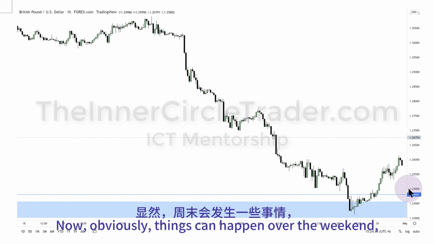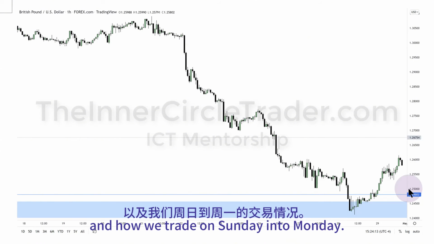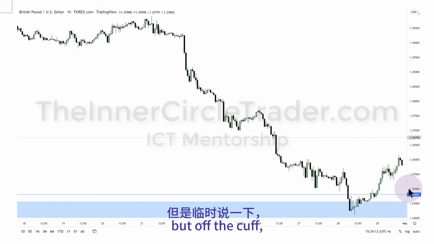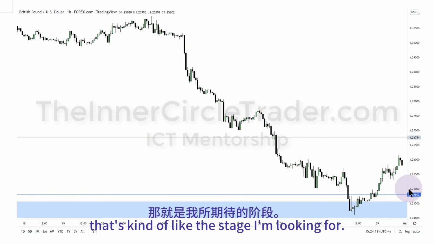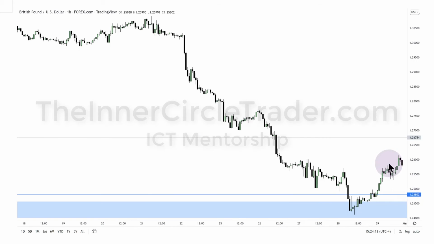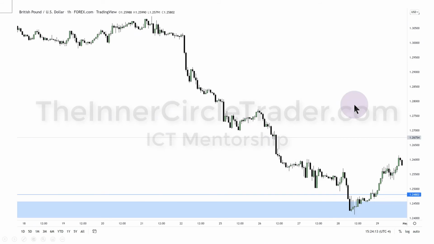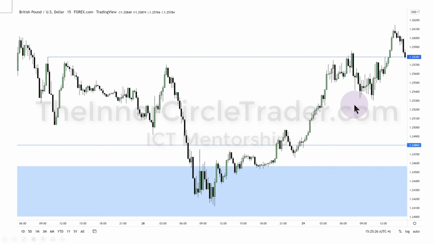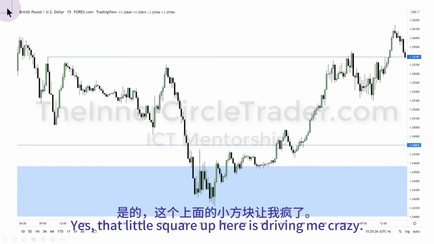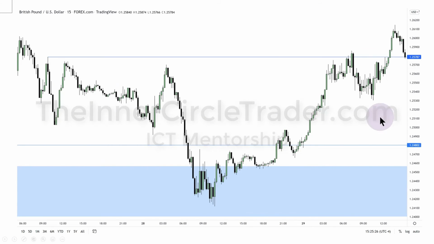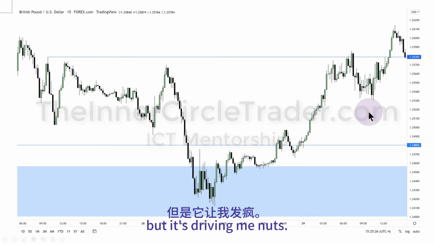Now, obviously, things can happen over the weekend, how we open on Sunday and how we trade on Sunday and the Monday. That altogether may change everything that I'm saying here. But, off the cuff, what I'm expecting going into next week, that's kind of like the stage I'm looking for. If we do rally a little bit more, watch this imbalance here. That might offer a little bit of resistance. Yes, that little square up here is driving me crazy. I have no idea what that is. It's probably not a big deal to you, but it's driving me nuts.